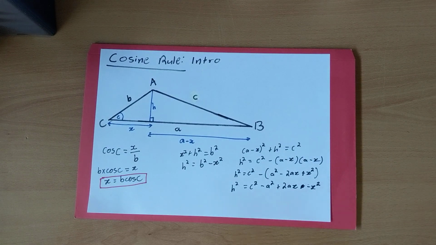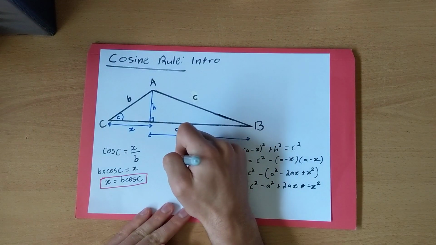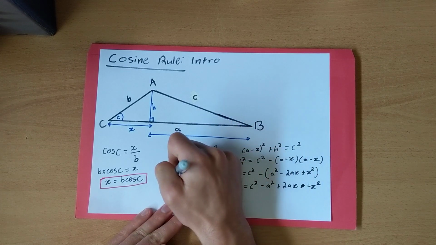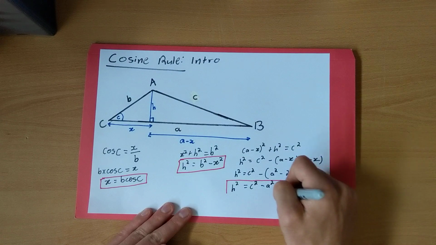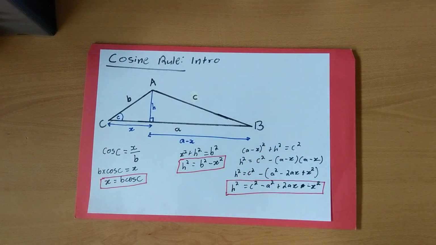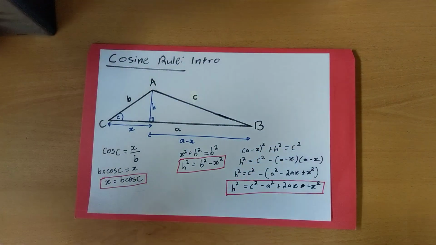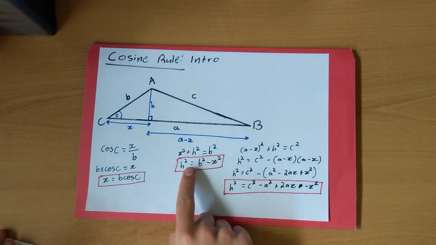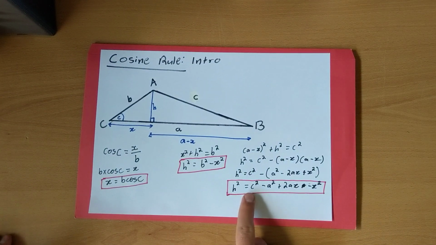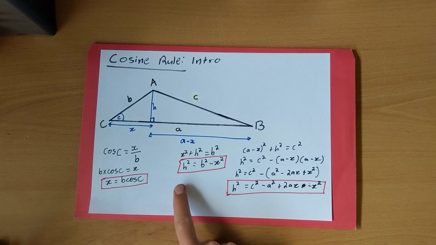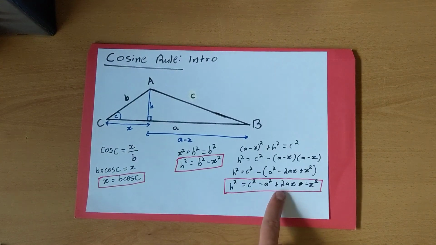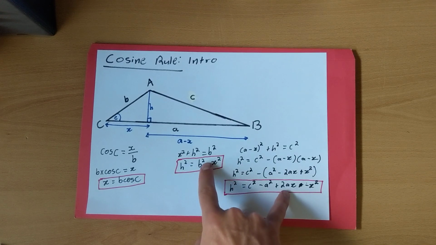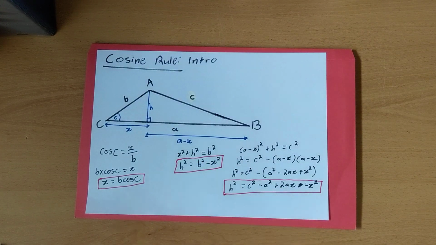Okay, so we've got three results here. We've got that x equals b cos C, we've got h squared equals b squared take x squared, and we've got this as well. Now let's see what we can do with all this. The first thing we're going to do is take each of those two results over there, and the same way as back with the sine rule, we could get rid of the h squared by saying this equals h squared and this equals h squared. So these two must equal each other.